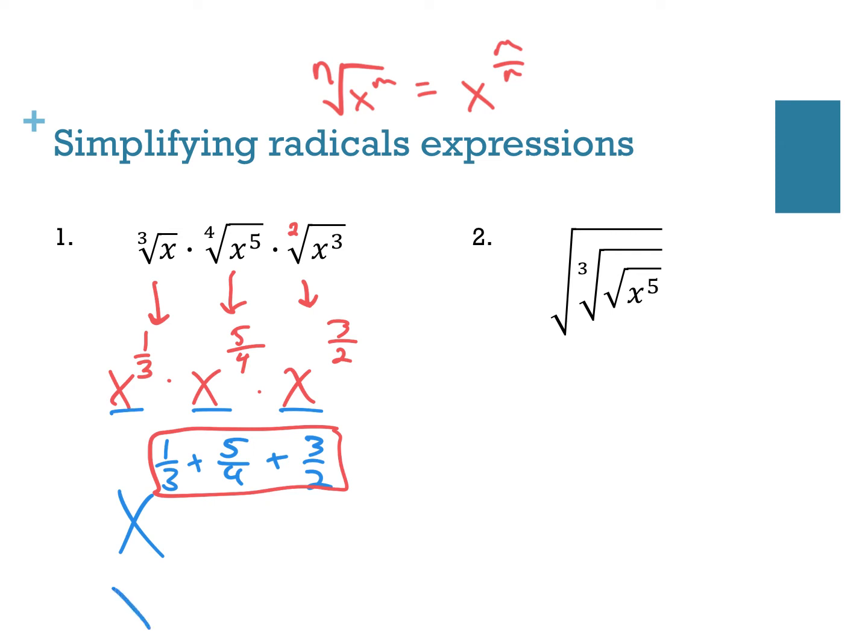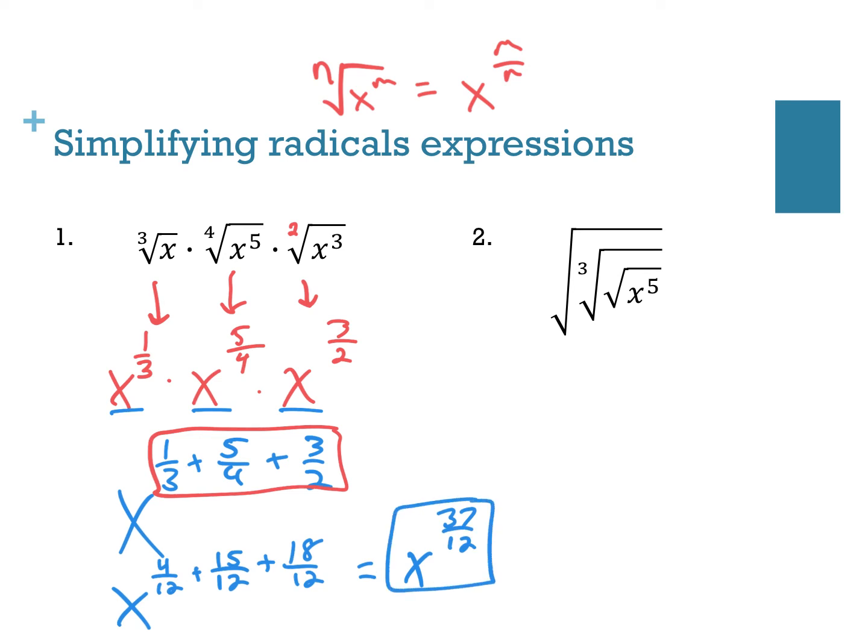So that would be the same as x to the 4/12 plus 15/12 plus, if I change that last one in terms of 12ths, multiplying 6 to top and bottom, that gives me 18/12. And so if I add all my 12ths up together, it looks like I get an answer of x to the 37/12 would be my final answer.